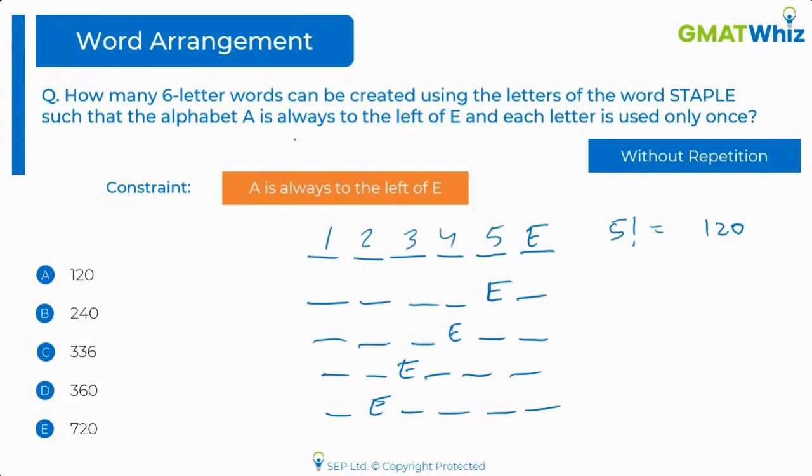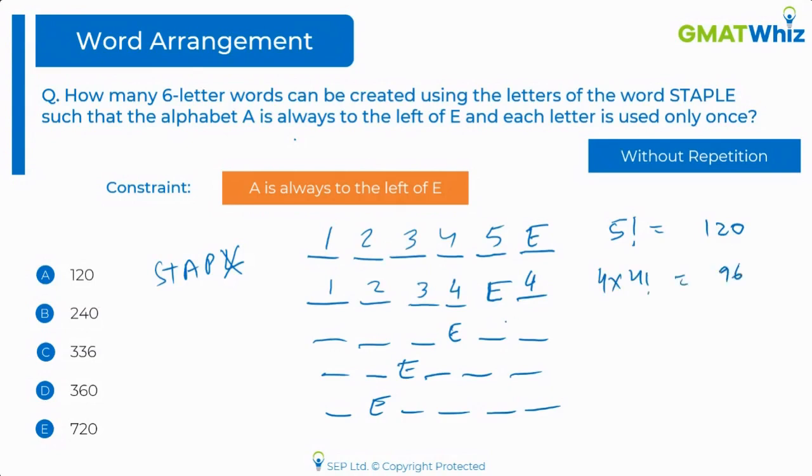So when I'm looking at the second case, which is E in the second place, for the last place I have to think first, because I have a constraint here. I cannot have A on the right side of E. So for the last place, I'm only left with 4 choices. Let's say I end up using L for that. Then for this place I have 4 options, for this place 4, 3, 2 and 1. So this is 4 into 4 factorial, which will turn out to be 96.